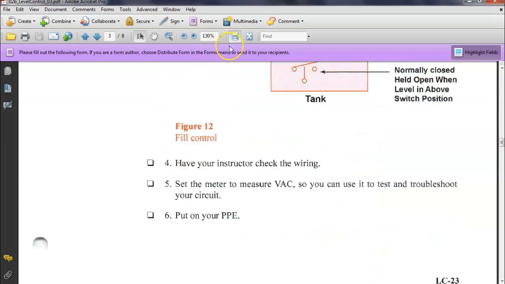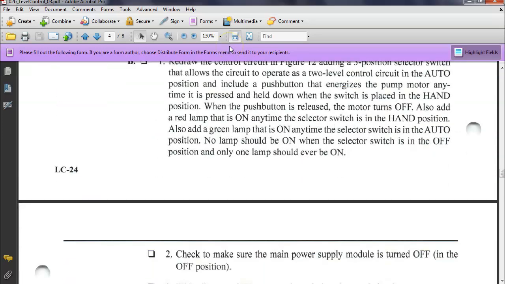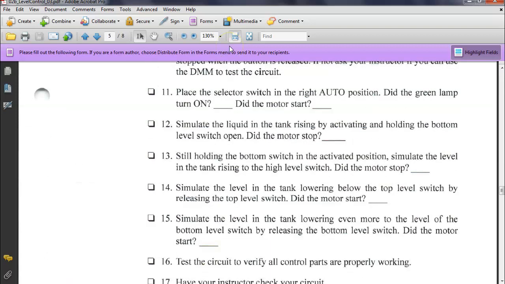Yes, they're on the test. Yeah, they're on the test. What's that?